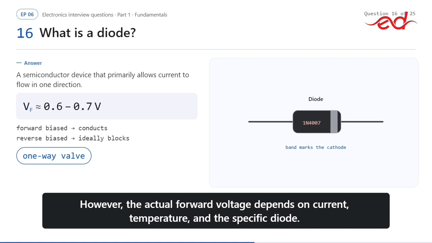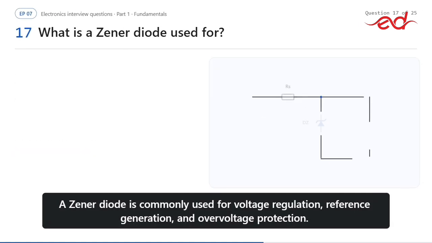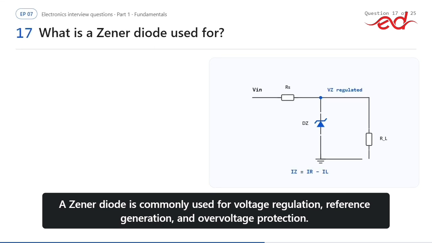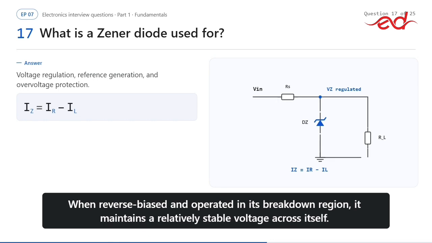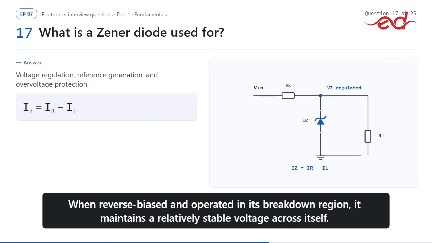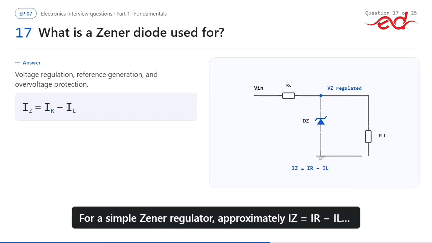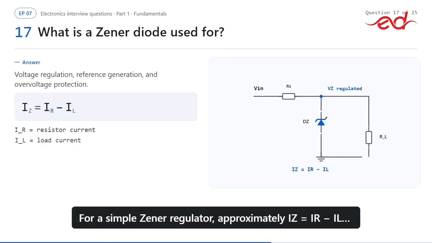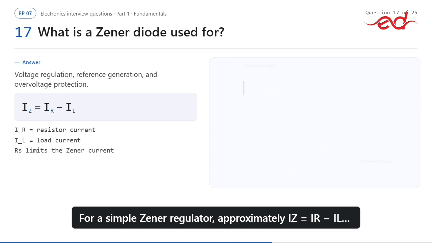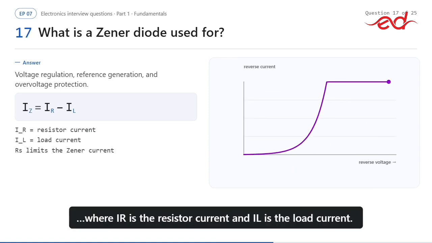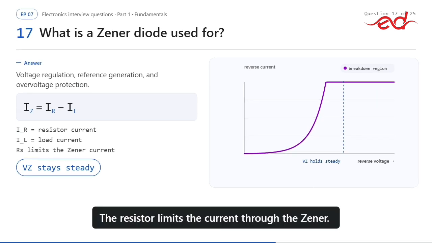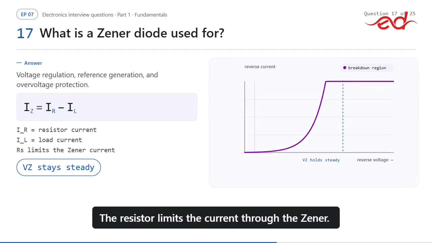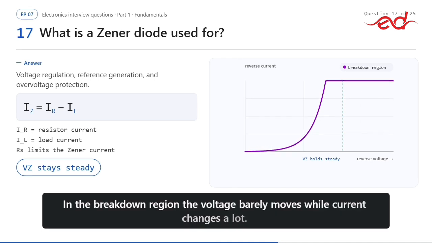Now coming to the next question, what is a Zener diode and what is it used for? A Zener diode is commonly used for voltage regulation, reference generation, and overvoltage protection. When reverse biased and operating in its breakdown region, it maintains a relatively stable voltage across itself. For a simple Zener regulator, approximately Iz is equal to IR minus IL, where IR is the resistor current and IL is the load current. The resistor limits the current through the Zener. You can see the graph also, where you clearly get the understanding of the Zener diode working.